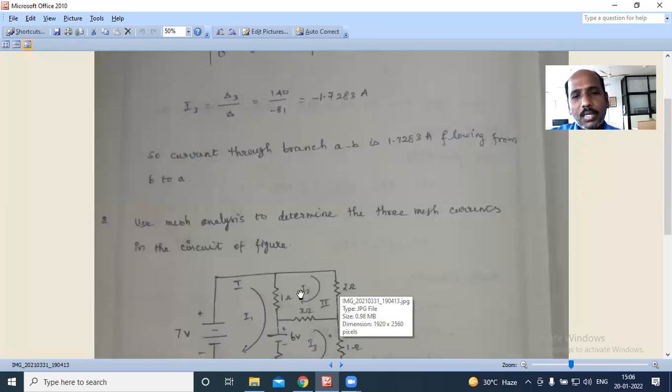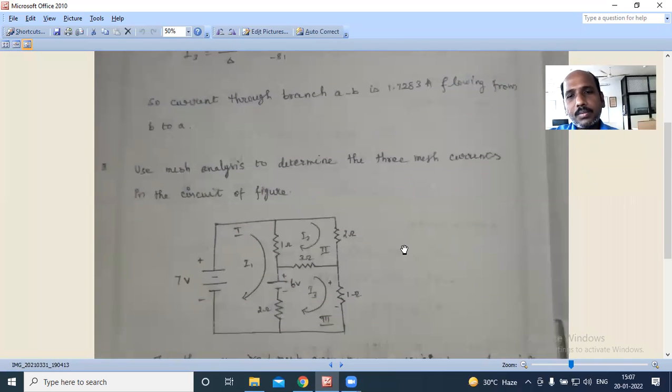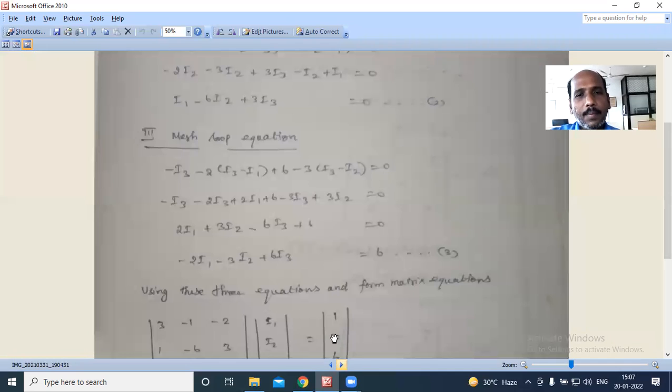Minus 3 into, what are the currents flowing through the 3 ohm resistor? One current is I2 flowing. Another current is I3. As per the assumed direction, I3 is flowing from left to right, and I2 is right to left, opposite. So I2 minus I3. Since you are writing the equation with respect to mesh 2, you subtract all the current from I2. So I2 minus I3, minus 3 into I2 minus I3, that is what this one.